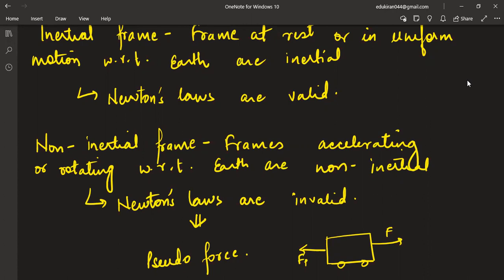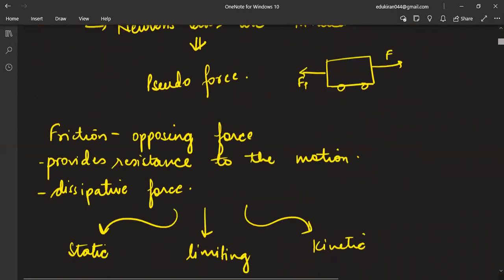Like if we are observing a pendulum which is present within a truck. If the truck is at rest, that will be an inertial frame. You will use Newton's law. But suppose the truck is also moving and the pendulum is also moving inside the truck, so now that is a non-inertial frame. Now you will not directly use Newton's law. You will have to apply a pseudo force, a force that will be present there.